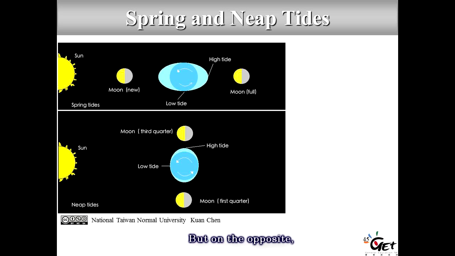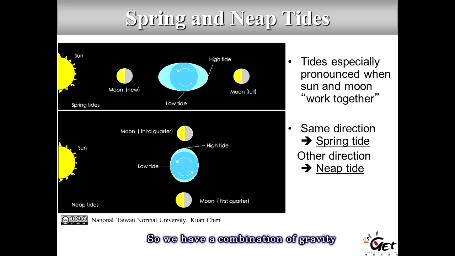But on the opposite, when you have the sun here and the moon there, they somehow cancel each other out. So the tide will be less strong. So we have a combination of gravity of the sun and the moon that is creating stronger tides in spring.